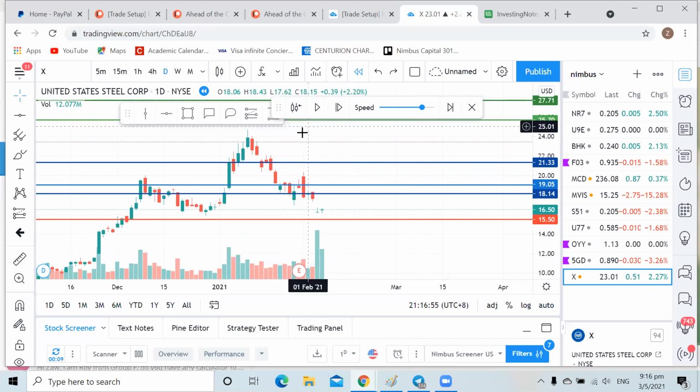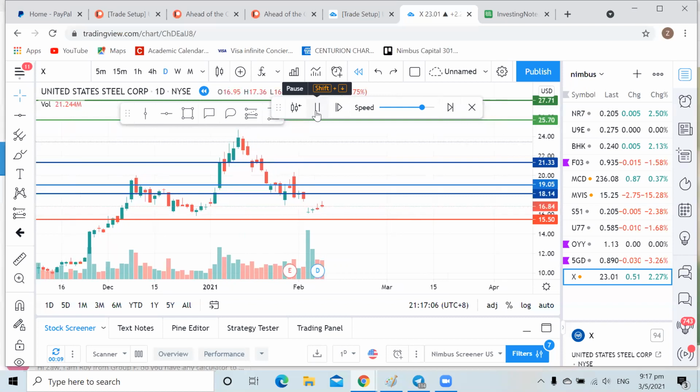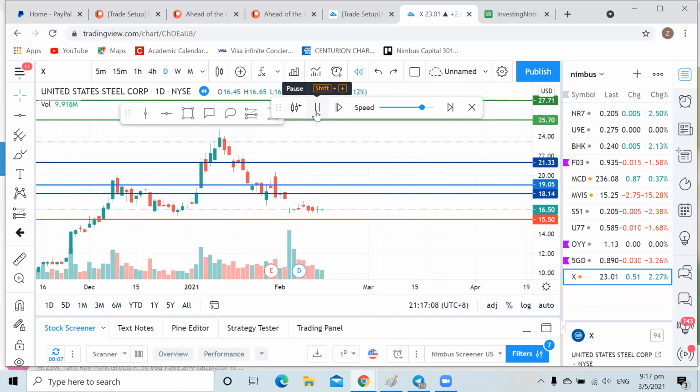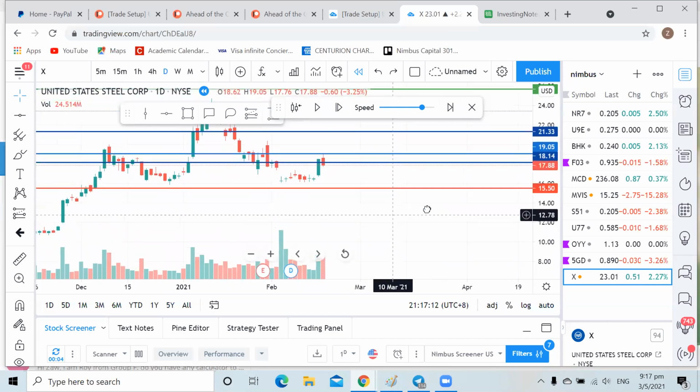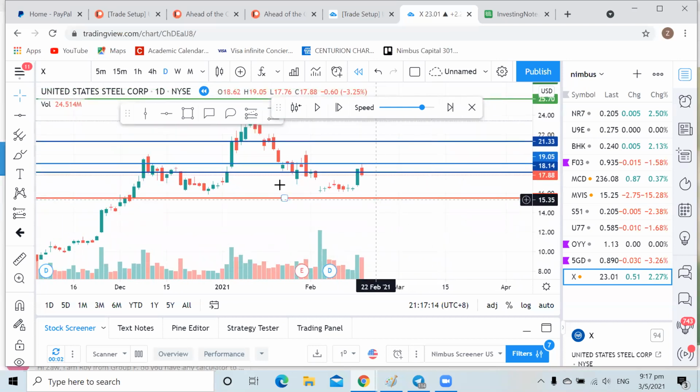So I think this rule is something that a lot of Nimbus Capital veterans, those who have been around, will know already, so I will not go through so much. But my second entry came at this green candle. So here, you will notice a few things.